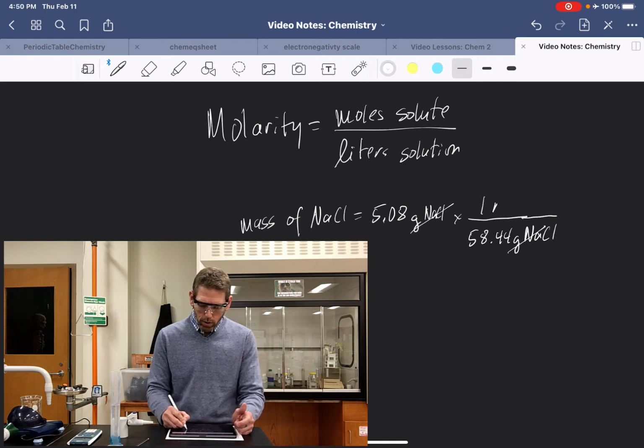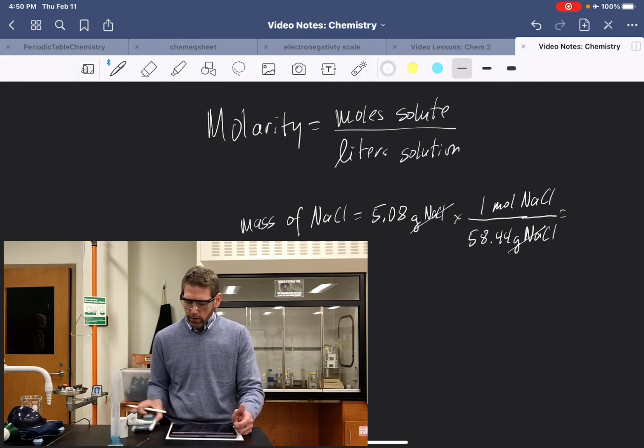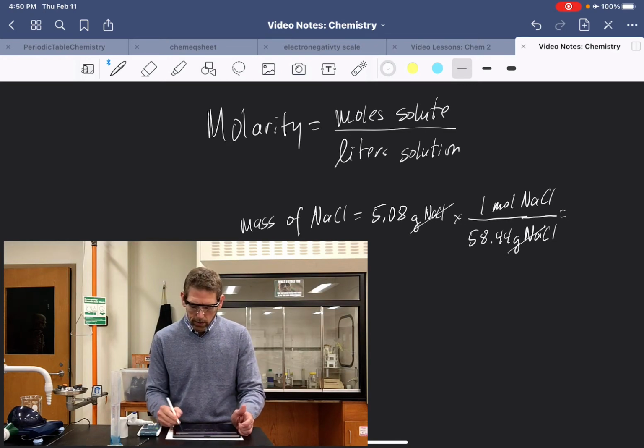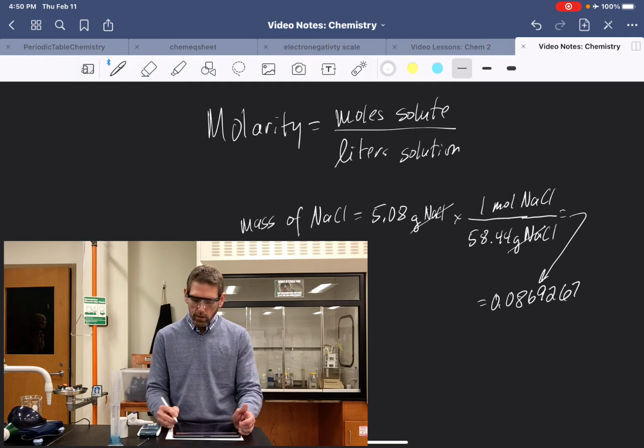So that's per 1 mole of sodium chloride. Now if I multiply all this together, I got 5.08 divided by 58.44 in the calculator. Let me bring this down. This gives me 0.0869267, and there's a bunch of other numbers. And that would be moles of sodium chloride.